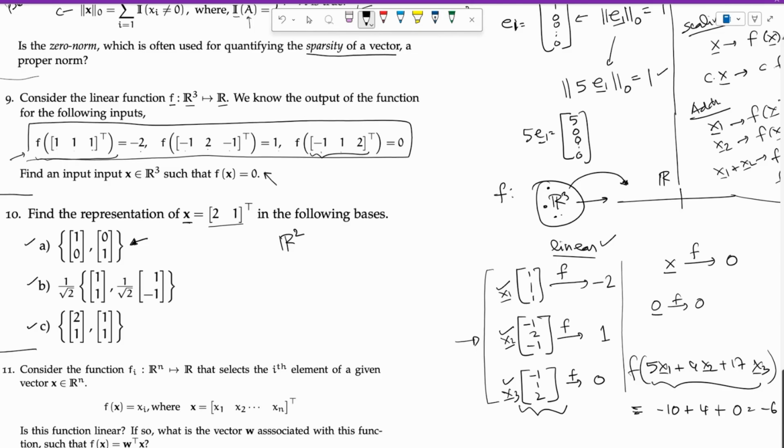What is the condition for an orthonormal basis? There are two conditions, right? That's the definition. What does it mean in plain English?